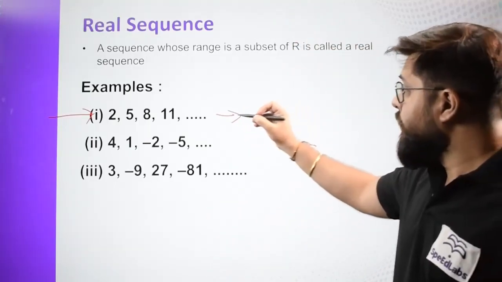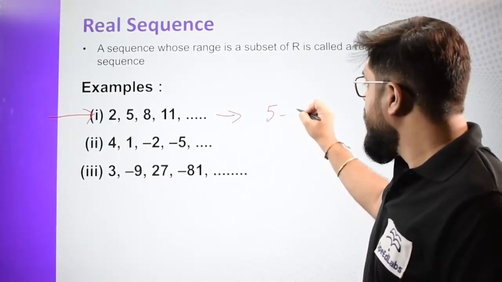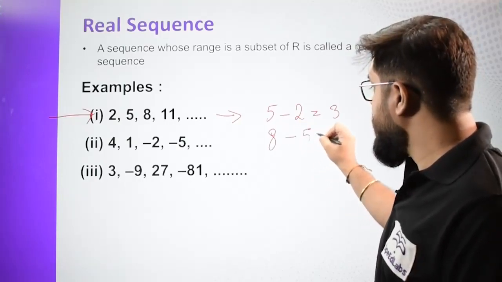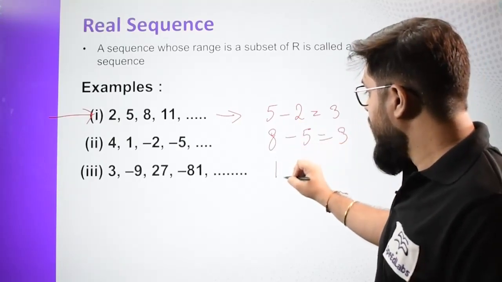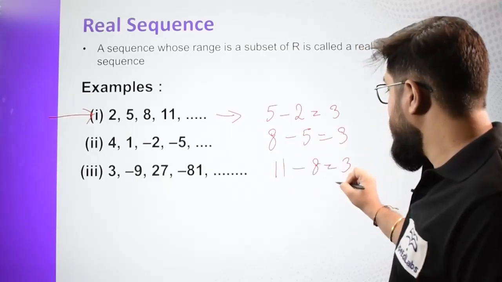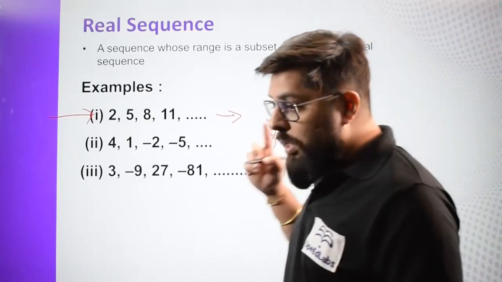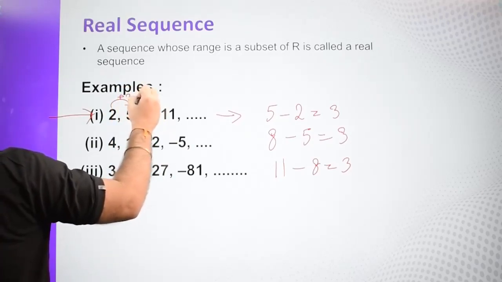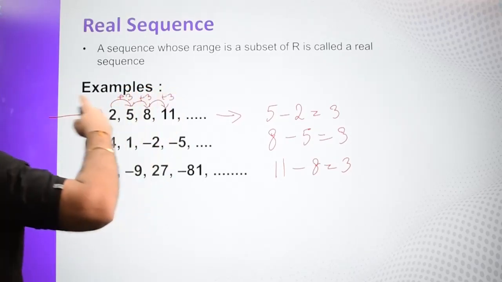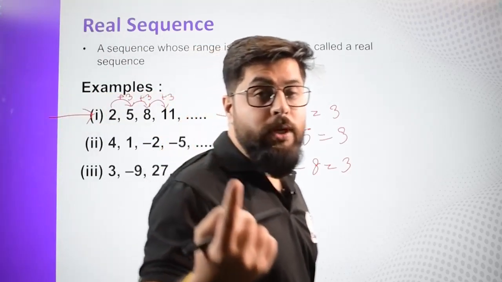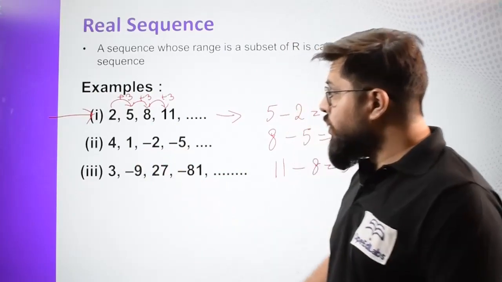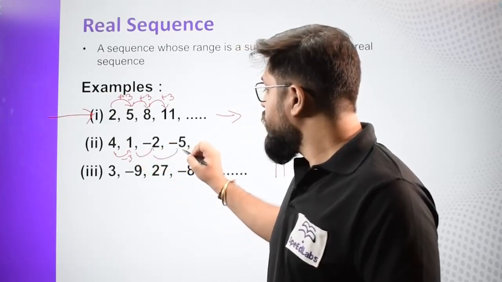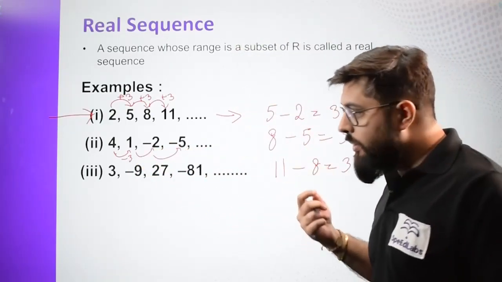Here we can see that if we subtract the first term from the second term, we get 3. Again, if we subtract the second term from the third term, we again get 3. And here 11 minus 8 is again 3. So the particular pattern is that if we add 3 to the previous number, we get the next number. So what type of sequence is this? This is an arithmetic progression. Now the second will also follow some particular order. Here we are subtracting 3. All these terms are real numbers, so this is a real sequence.